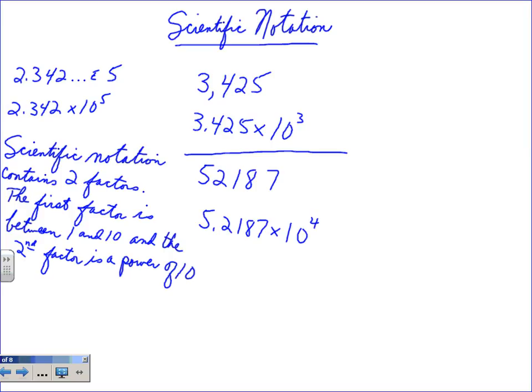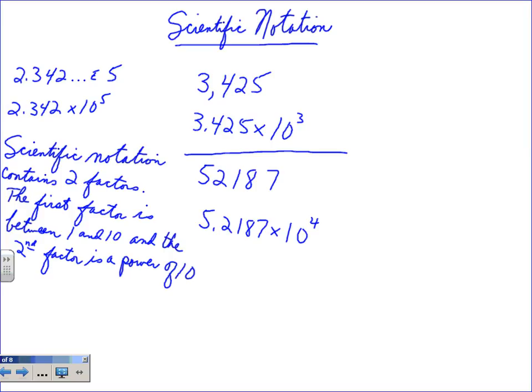Okay? And it's always times 10. Scientific notation, the first factor is between 1 and 10, and the second factor is a power of 10. That's what scientific notation is. So we put the decimal right after the first digit, and then we count however many digits are after the decimal to get the power. Yes. That's exactly right.